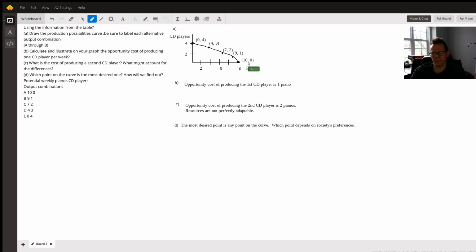So if this were a chart where we had oranges on one axis and maybe machines on the other axis, there might be some societies that desire more oranges and other societies that desire more machines. So I hope this was helpful, and good luck.